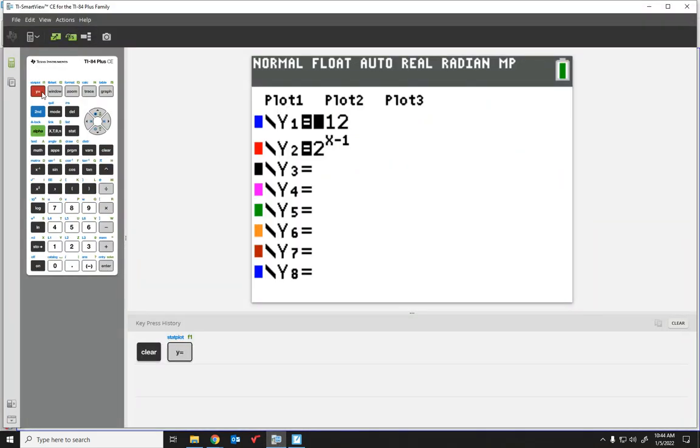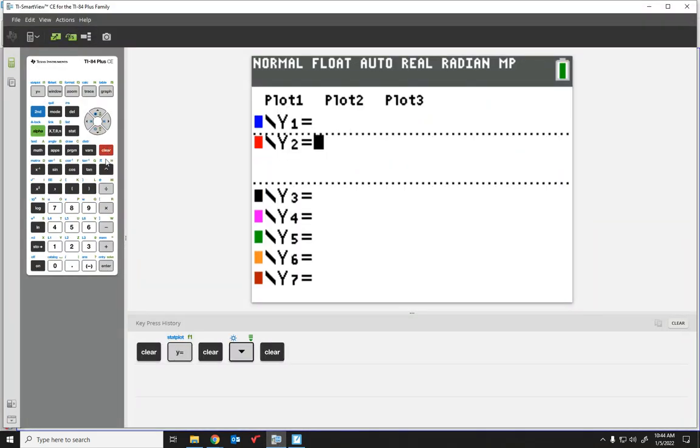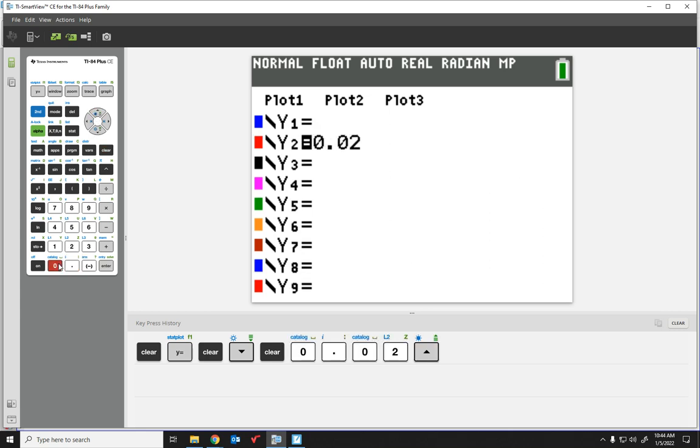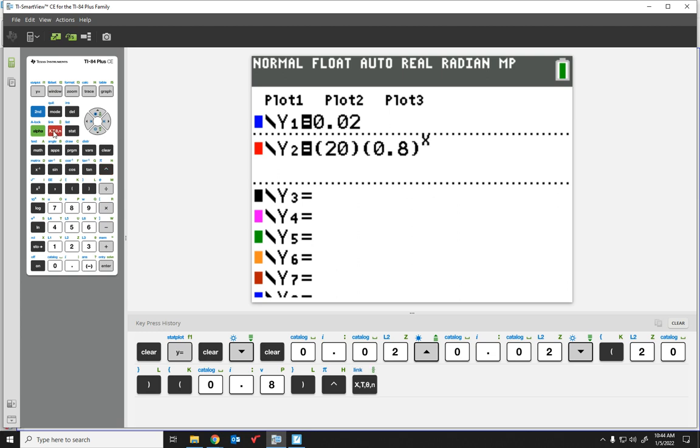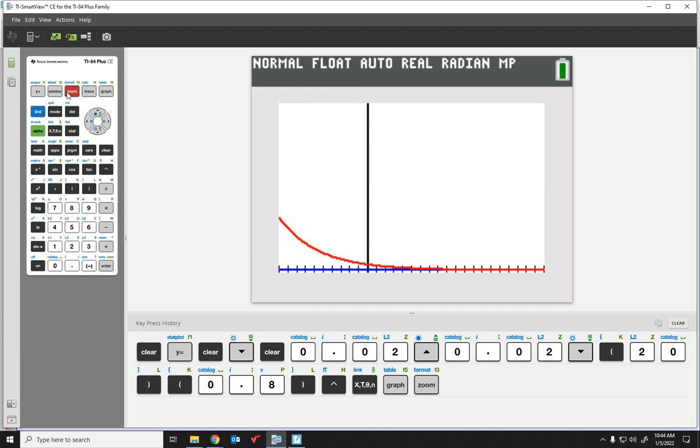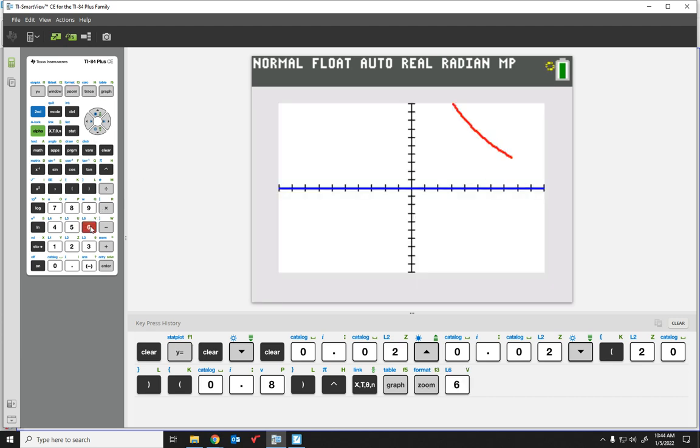So this would be y. We're going to clear this. We got 0.02. And then the second equation, we're going to plot down 20 multiplied by 0.8, and we're going to raise that to the power of x. And let's go ahead and graph this. Okay, let's go to Zoom Standard first and see what happens, if we can actually see anything. No, not quite.